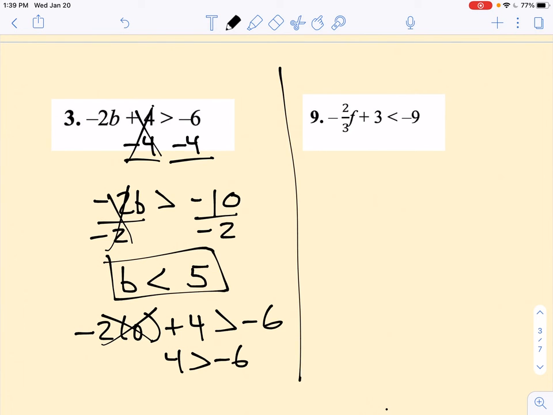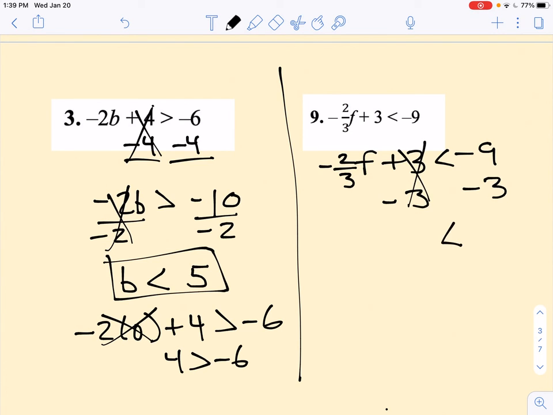All right, for this one, same process. Let's get the term with the variable by itself on the left side, where it is right now. So we're going to do that by getting rid of the constant by doing the opposite to it. It's being added, so we will subtract it. It goes away over here. You get negative 12 over here, and then you get negative 2/3 f.